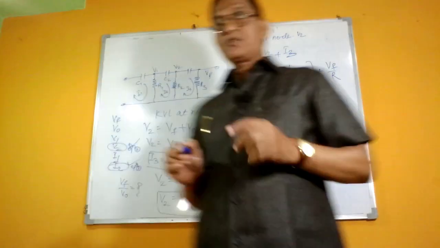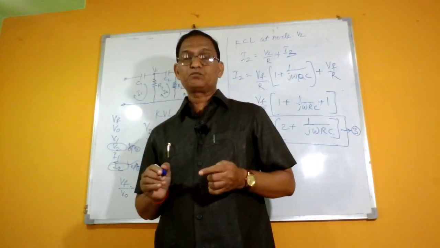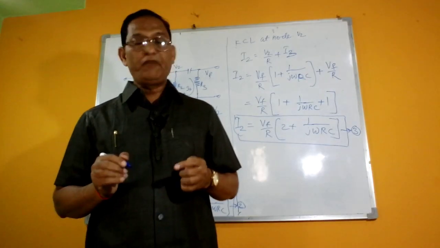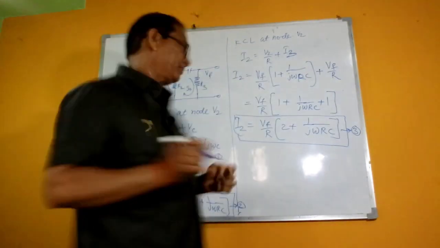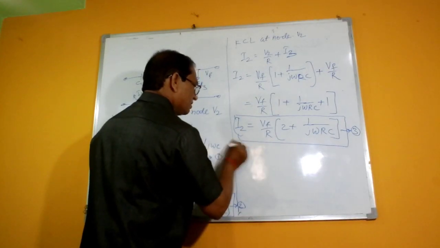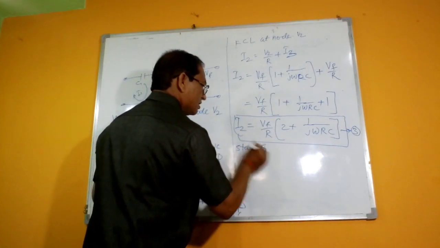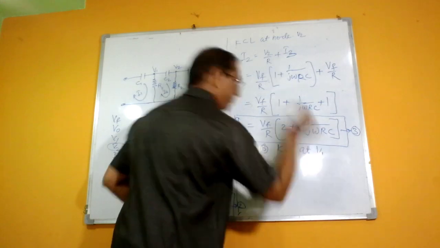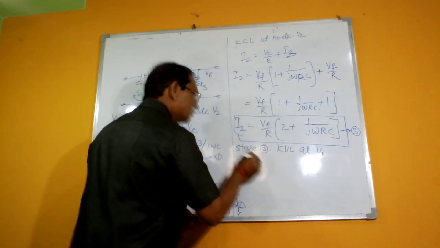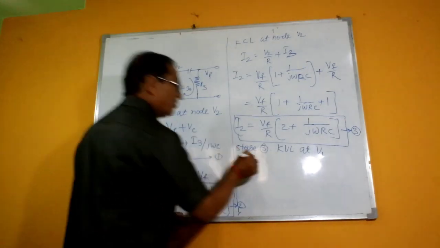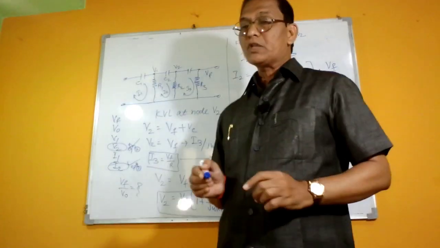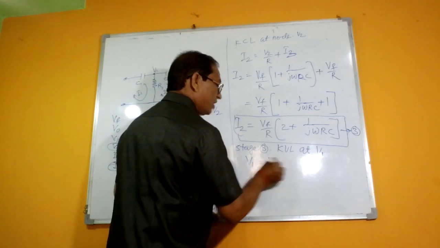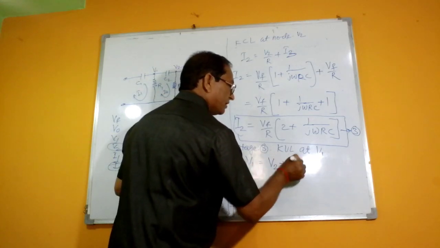Now applying Kirchhoff's voltage law at the node V1. The third stage will be applying Kirchhoff's voltage law at the node V1, and we will get the value of V1. Stage 3: applying Kirchhoff's voltage law at V1, the value of V1 is equal to V2 plus I2 divided by j omega C, that is V2 plus I2 by j omega C.